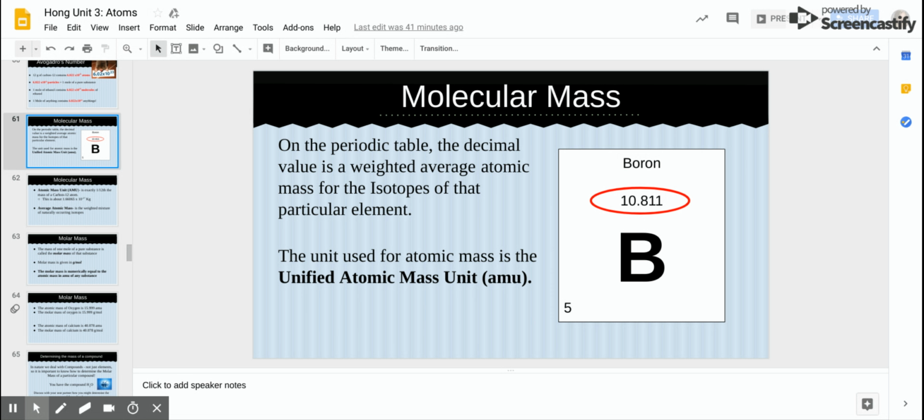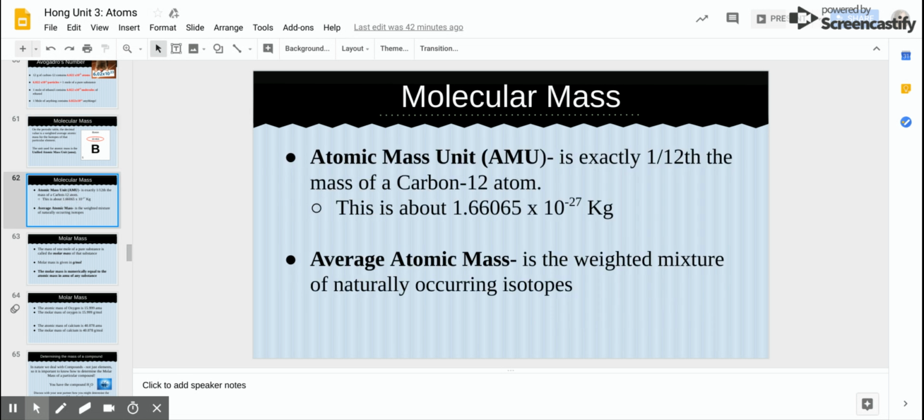Now, the unit that goes behind that number is called the atomic mass unit, abbreviated AMU. So what exactly is an AMU? It is exactly 1/12 the mass of a carbon-12 atom. When Avogadro was working with the concept of a mole, he was focusing on the element carbon-12. Mathematically, that comes out to be 1.66 times 10 to the negative 27th kilograms.